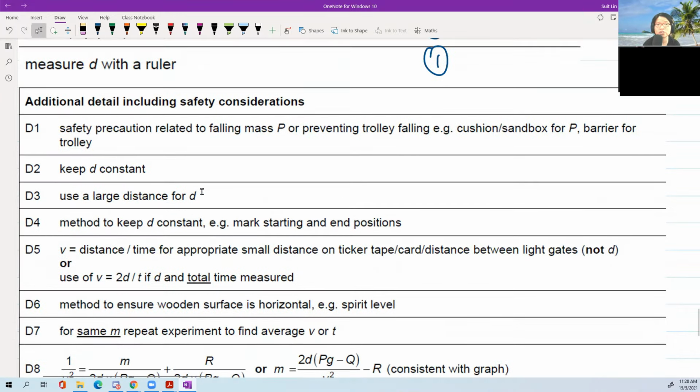Keep D constant. Use large distances for D so that the trolley has enough distance to accelerate. Method to keep D constant: marking the starting and end position. I just did that. V is equal to distance over time, for an appropriate small distance on a thicker tape, or the distance between the light gates. Or you can use 2D over T if T is the total time measured.